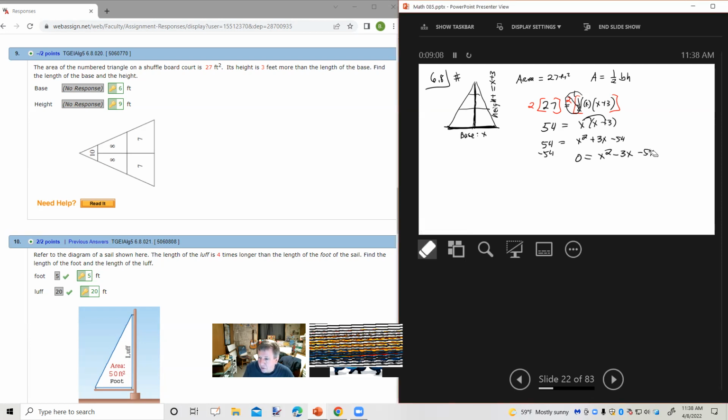The thing I don't like about using this is it takes so long to switch things. Oh, well, there we go. Okay, so 0 equals, let's see. We have a product that's negative 54 and a sum that's negative 3. How about negative 9 and 6?